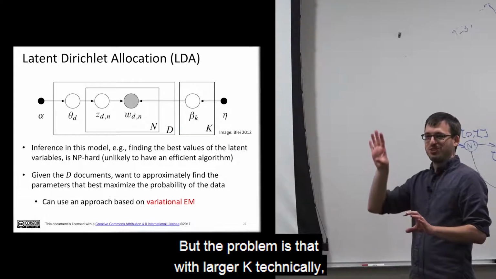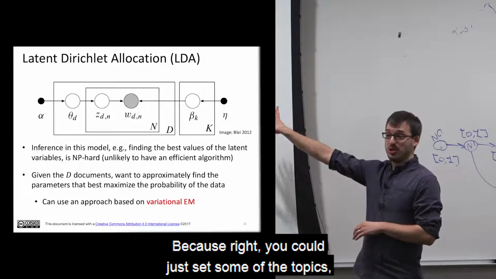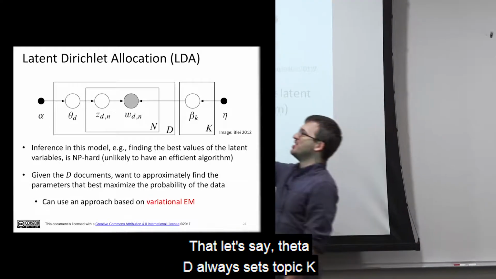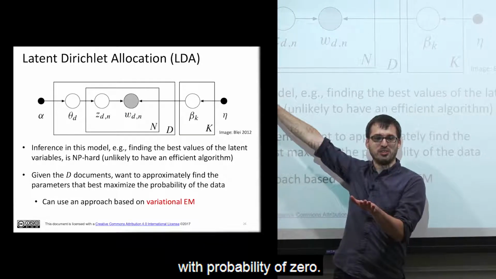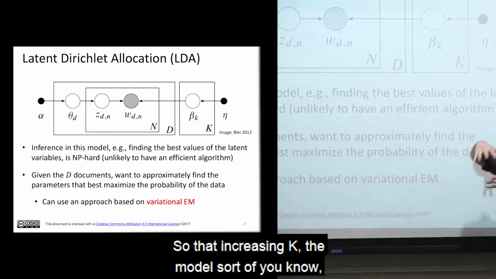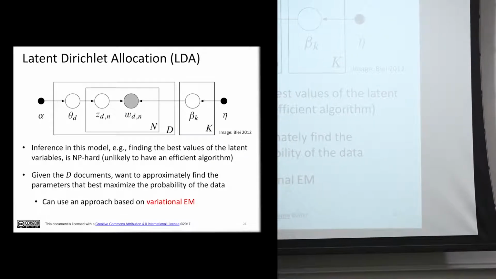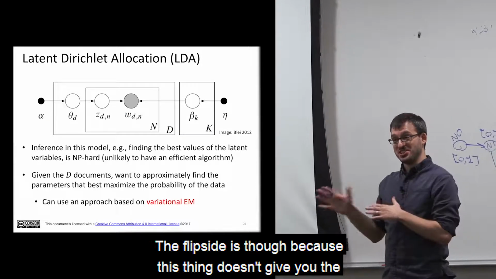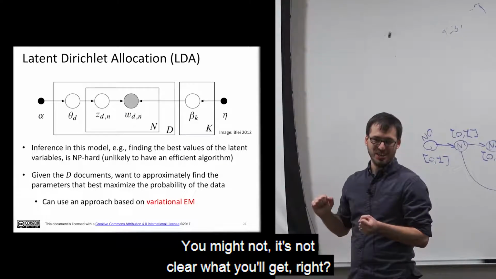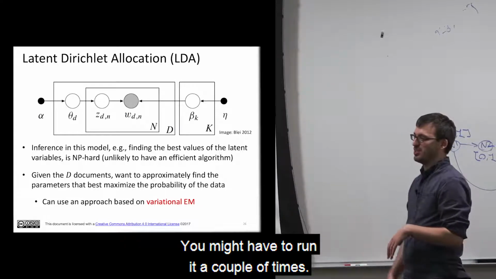But the problem is that with larger K, technically, you can always get a higher likelihood, because you could just ignore some of the topics. Let's say theta d always sets topic K with probability 0. Then that's like having K minus 1 topics instead. So as you increase K, the models sort of contain each other. The flip side is that this doesn't give you the optimal solution, it's at some local optimum, so it's not clear what you'll get. It might converge to something better or worse. It really depends. You might have to run it a couple times.